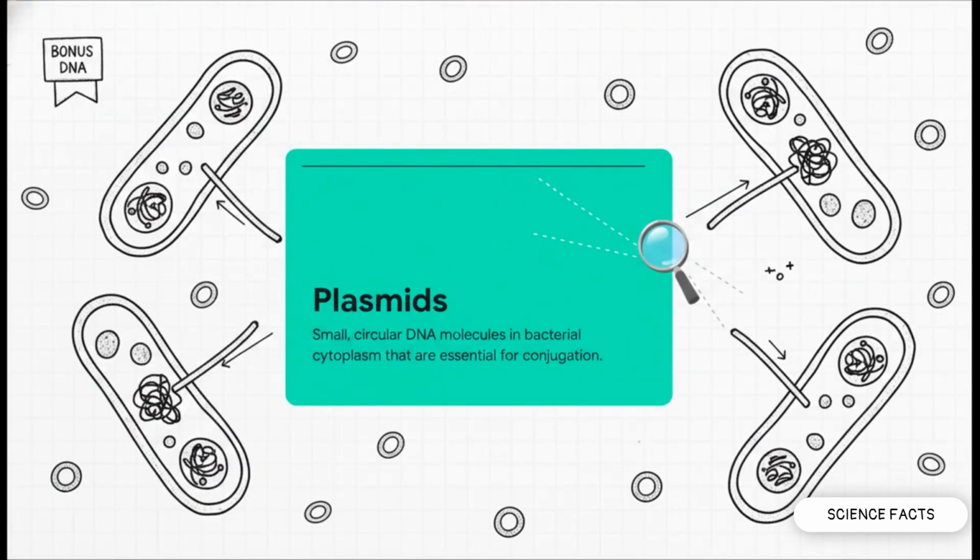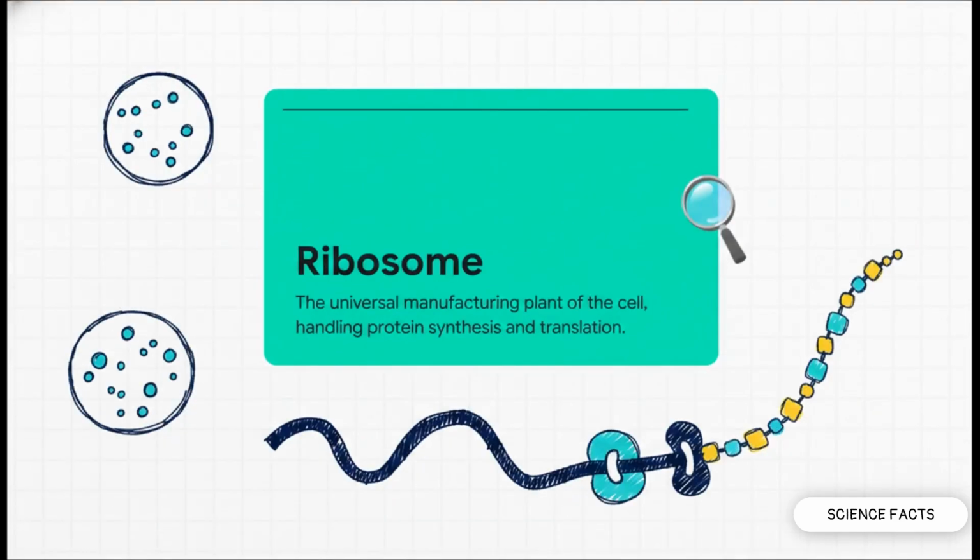Next, we have plasmids. Unlike the main chromosomal DNA and the nucleoid, plasmids are kind of like bonus genetic material. They're just small, circular DNA molecules floating freely in the cytoplasm of bacteria. The big keyword to associate with plasmids is conjugation. This is the incredibly cool process where bacteria actually swap these plasmids with one another, sharing advantageous traits like antibiotic resistance.